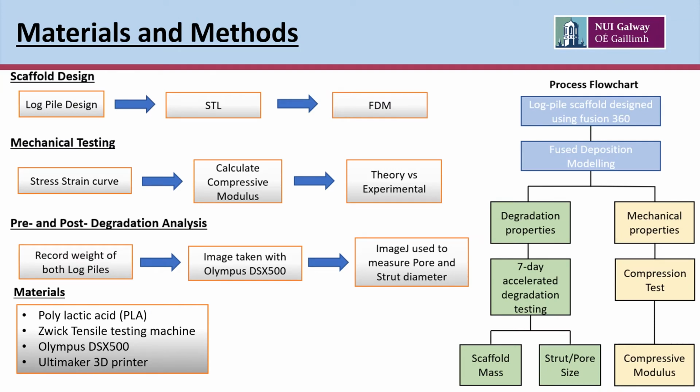The log pile scaffold is designed using Fusion 360. Fused Deposition Modeling, or FDM, is used to develop a 3D scaffold. This process is carried out using the Ultimaker 3D printer. The mechanical properties of the scaffold are tested using the Zwick tensile testing machine. A 7-day accelerated degradation test is carried out using sodium hydroxide with a pH of 12 to characterize the degradation properties of the log pile.